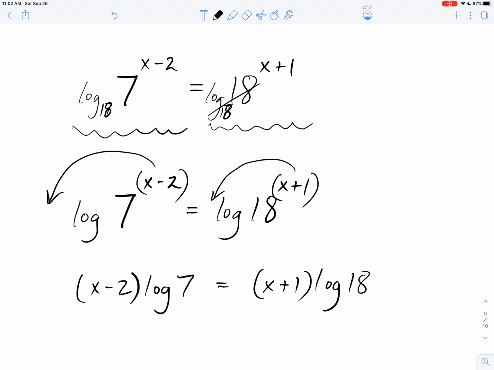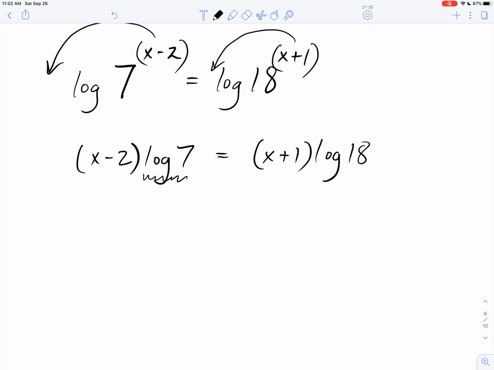Now, once again, I'm using base 10, so I can just quickly punch this into my calculator if I wanted to, because that's just a number I don't know. Log of 7 is some weird number I don't know. Log of 18, that's just some weird number I don't know. I could change those into decimals.